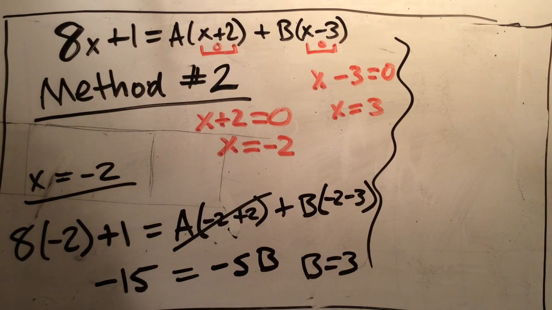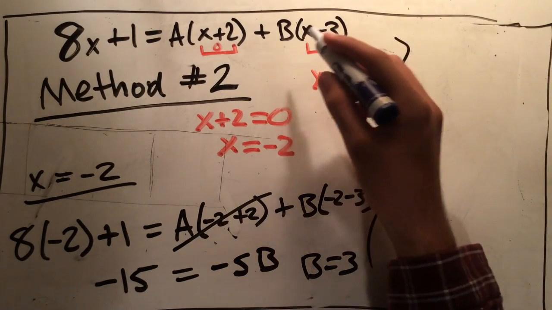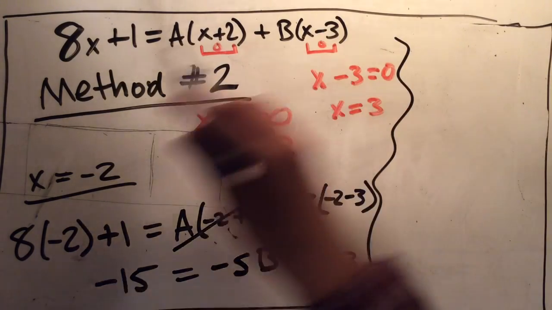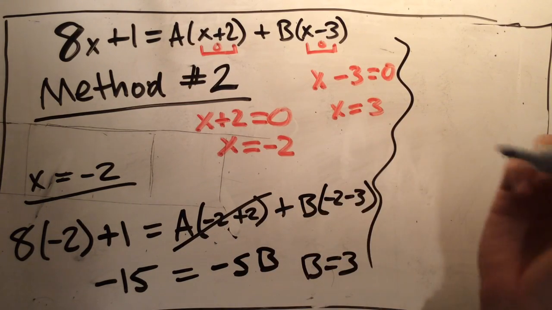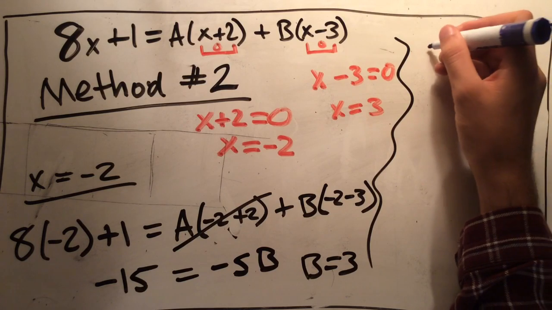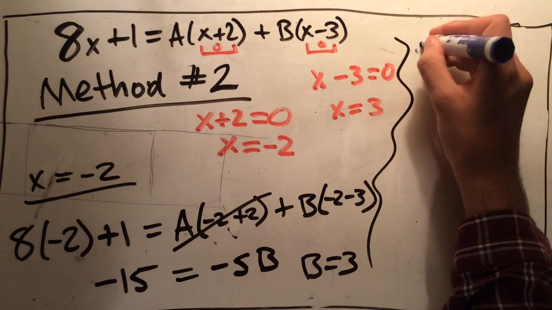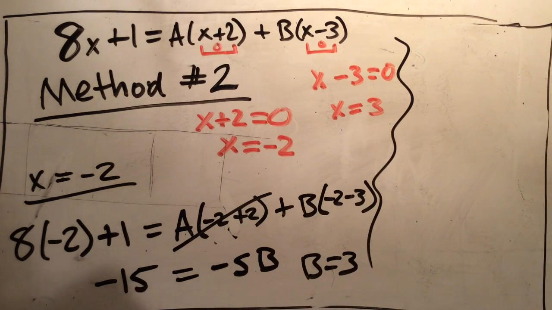So now we're going to solve for a. We're going to plug in 3 into all of the x's the same way we plugged in all of the negative 2's into the x's. So we'll have 8. Oops. I need to get a new marker.